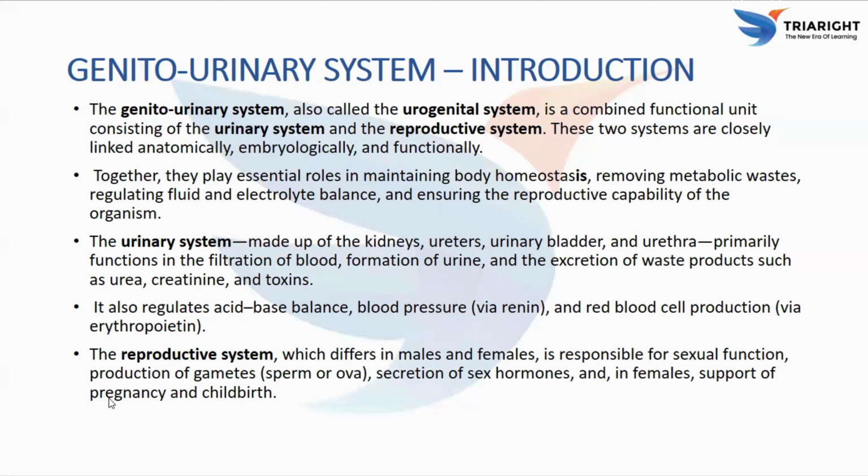Next, coming to the reproductive system, it is different in males and females, right? What are the main functions of the reproductive system? The first is sexual function. It helps in sexual maturity and also intercourse. It also helps in the production of gametes. In males, it produces sperm. In females, it produces ova, also called eggs.